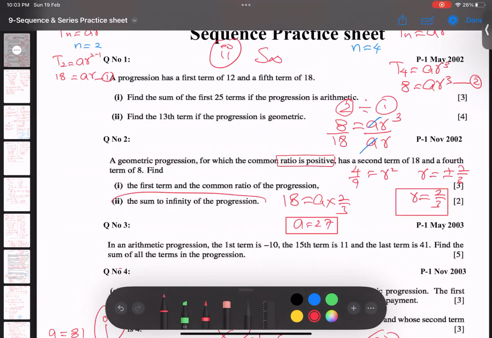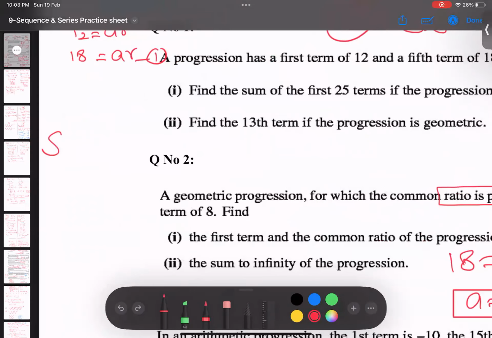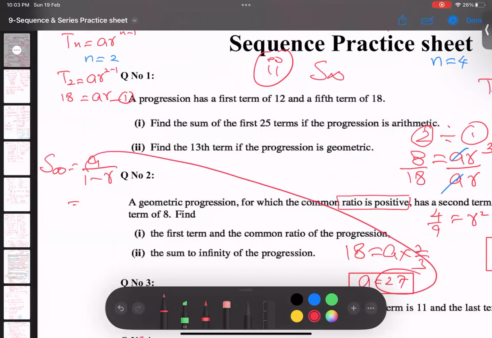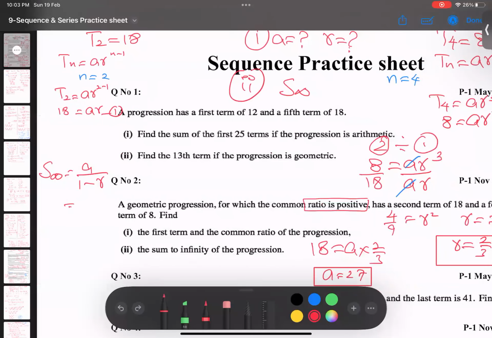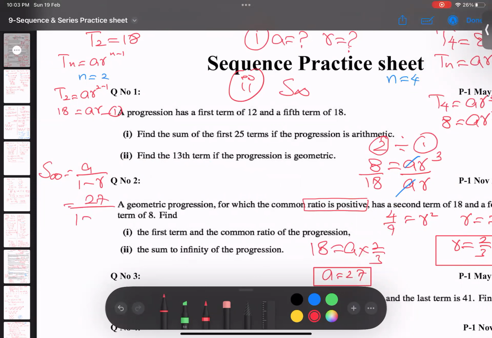Now he is asking the sum to infinity, a piece of cake for us. And the sum to infinity formula is A over 1 minus R. A is 27 and the common ratio is 2 by 3. Simple plug in and get the answer. And the answer is coming as sum to infinity 81. So Alhamdulillah Rabbil Alameen. The point is very, very clear.